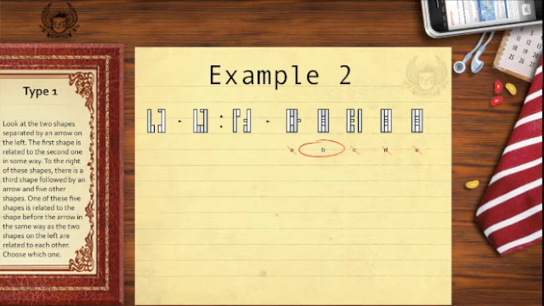B is your only possible answer after a series of elimination, so there you have it. B is your answer.